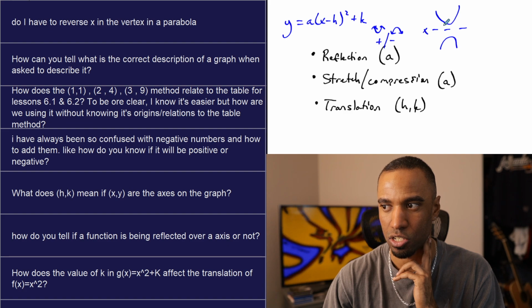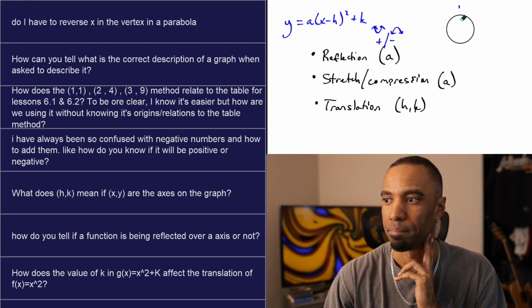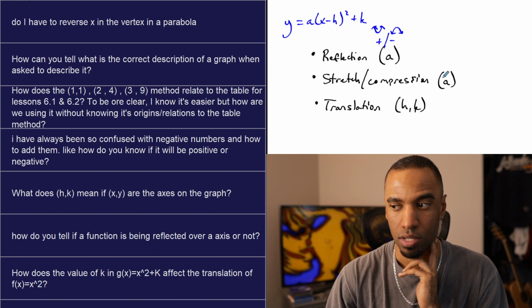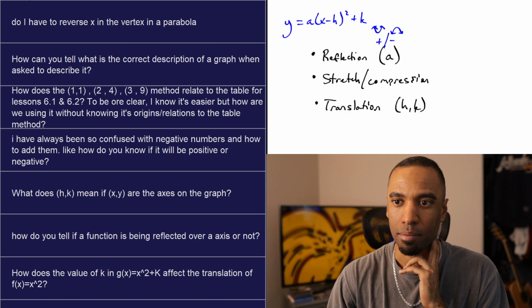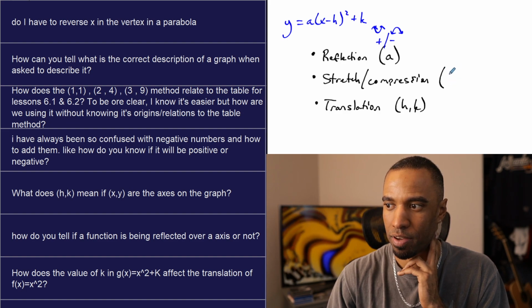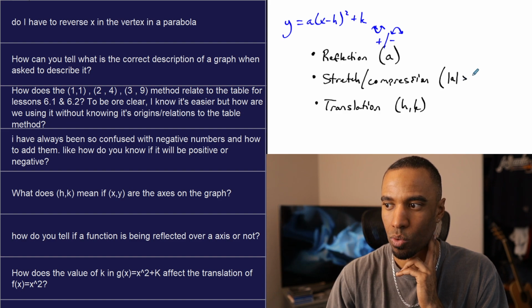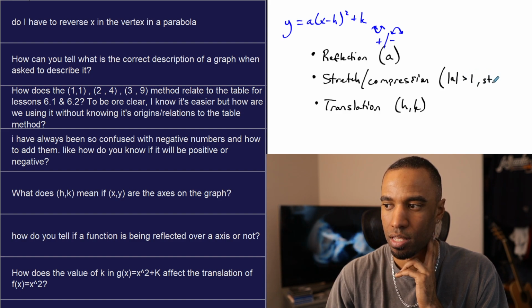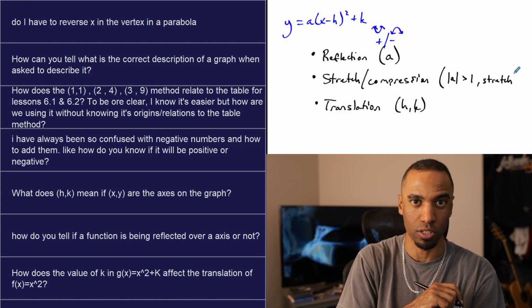See, here's the x-axis right here, and you reflect over. That's what flips it over that way. Okay? That's the reflection piece. The other part of A is stretch or compression. If A, I'm going to specifically say the absolute value of A, because it doesn't matter if A is positive or negative. If the absolute value of A is greater than 1, it's a stretch. That means, and vertical stretch, by the way. Everything we're talking about is vertically stretching or compressing.